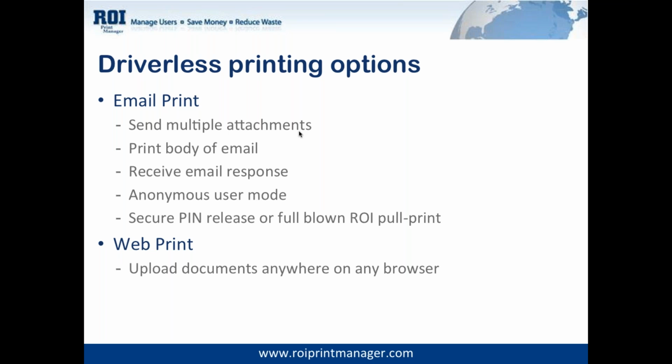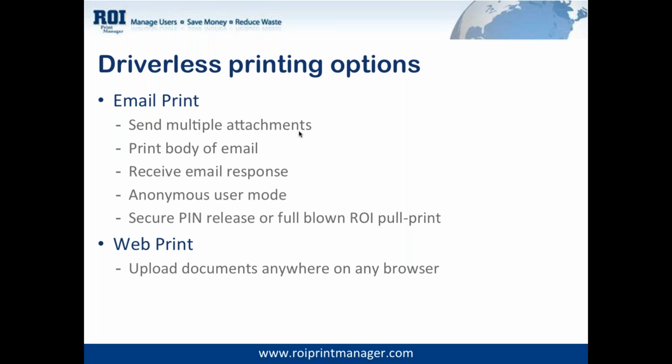ROI has a number of key features, such as we support multiple attachments. You may be familiar with email printing from some other products. Typically, it's one attachment per email. We support multiple attachments. We can also validate the users against LDAP, so therefore we can prevent the abuse of the system. So if some rogue element gets a hold of the email address, they could bombard that with documents to tie up the system. So we have various levels of security that we can apply to that to prevent that happening.